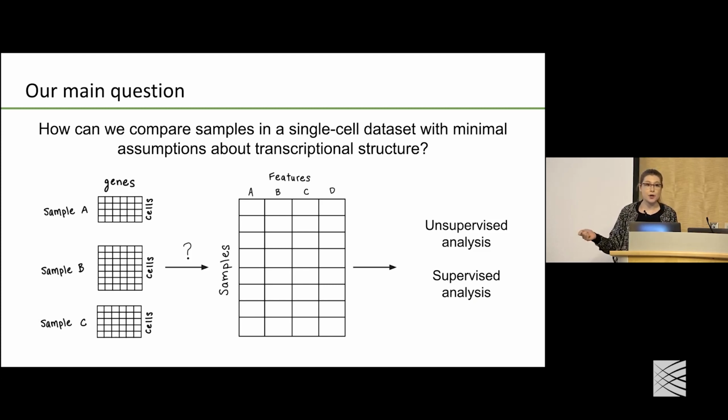And in particular, we might be interested in doing unsupervised analysis on this matrix to understand important structure and patterns of relationships across our samples. And we also might be interested in doing supervised analysis, like I've been highlighting. Maybe some of our samples came from case patients, some from controls. We want to understand what the systematic differences are between those sets of samples.